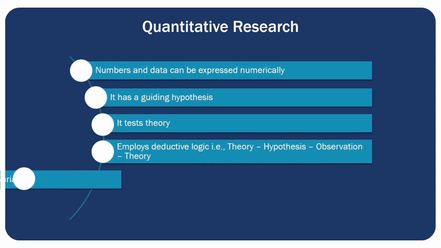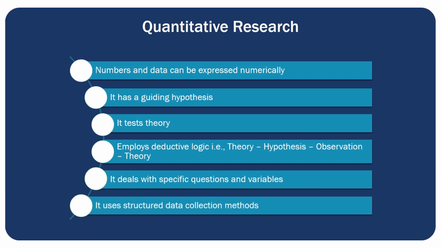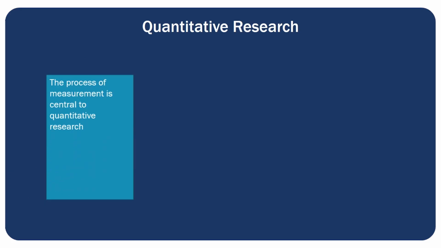back to theory. So in a way it deals with specific questions and variables. This is very important for us to keep in mind. It uses methods of data collection which are highly structured, and the process of measurement is always central to quantitative research. This is the difference between qualitative and quantitative.